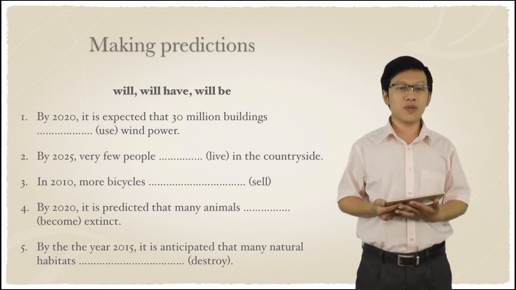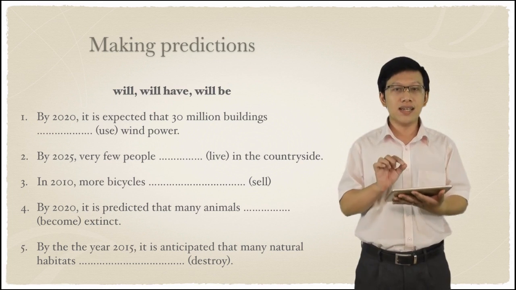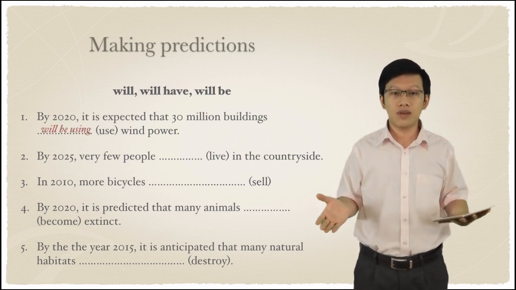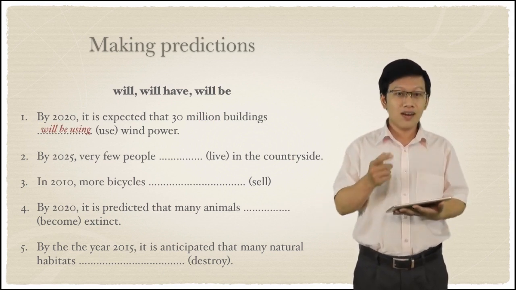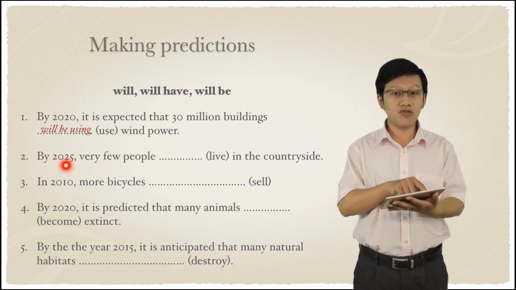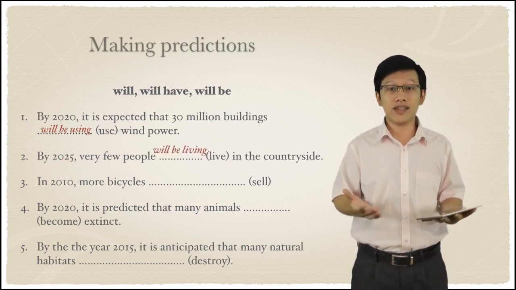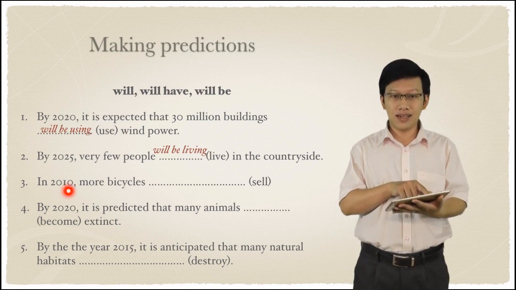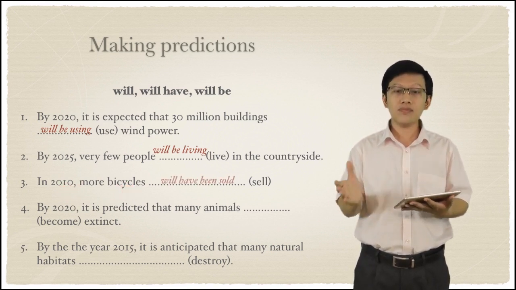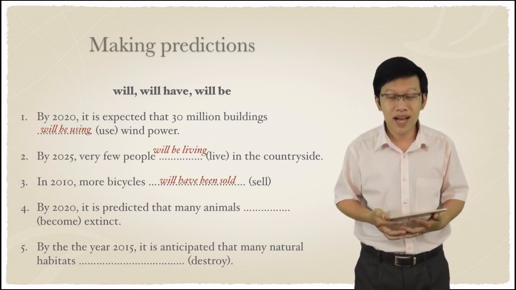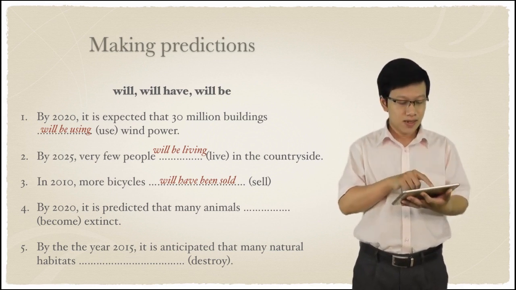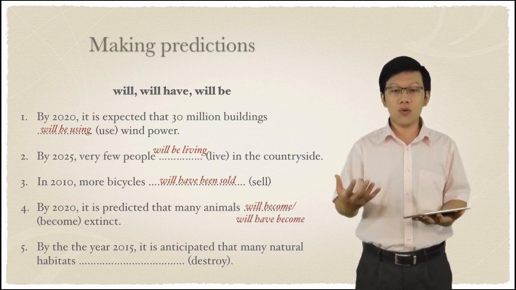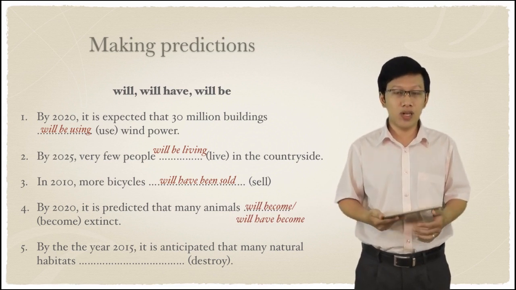Okay, very easy, right? So for example, with the first one, we can say by 2020, it is expected that 30 million buildings, well, will be using wind power. Or number 2, by 2025, very few people, you can say they will be living in the countryside. We don't say will be lived, will be living. In 2010, more bicycles will have been sold. Passive voice, future perfect. By 2020, it is predicted that many animals, you can say will become extinct or will have become extinct. We don't say will be becoming extinct.